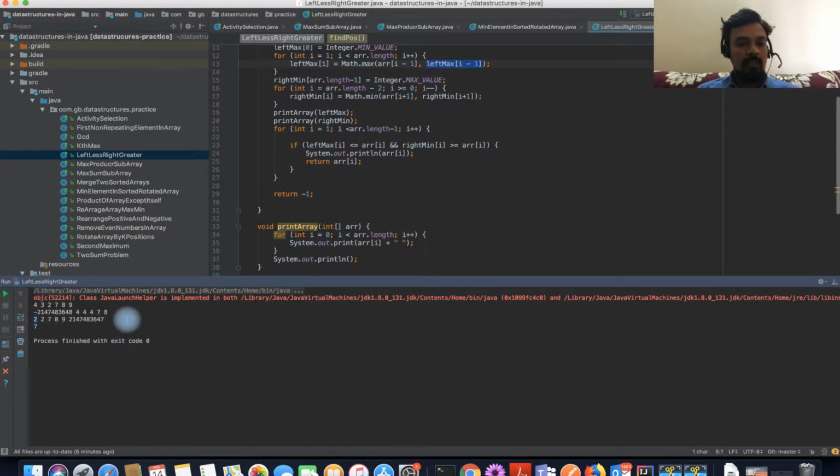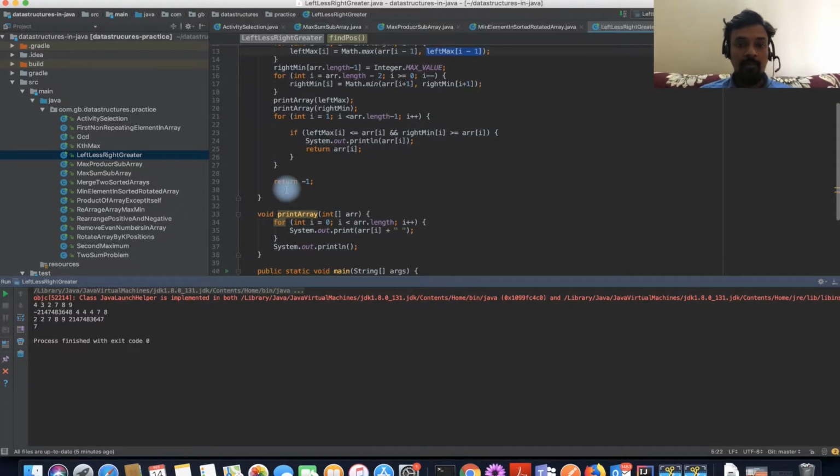So now we have calculated the left max array and the right min array. How do we intersect them and find the apt position in the array? When we consider an element with smaller elements towards its left and greater towards its right, it will not be in the first position or the last position of the array.